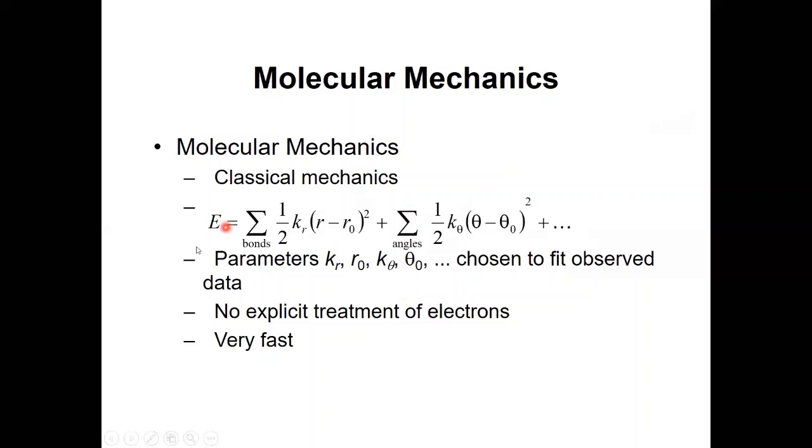So what is molecular mechanics, the method that's not dependent on the electronic structure? In this case, the energy is just a summation of the change of the bond length from the experimental or parameterized value, and the change of the bond angle from the parameterized or the experimental values.